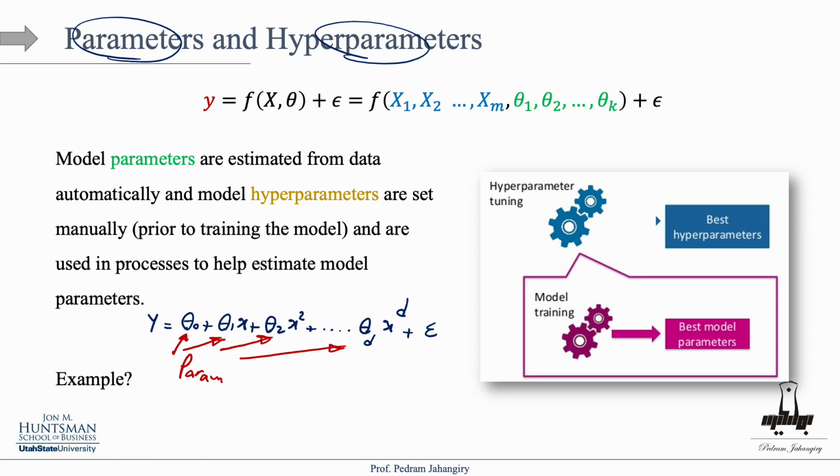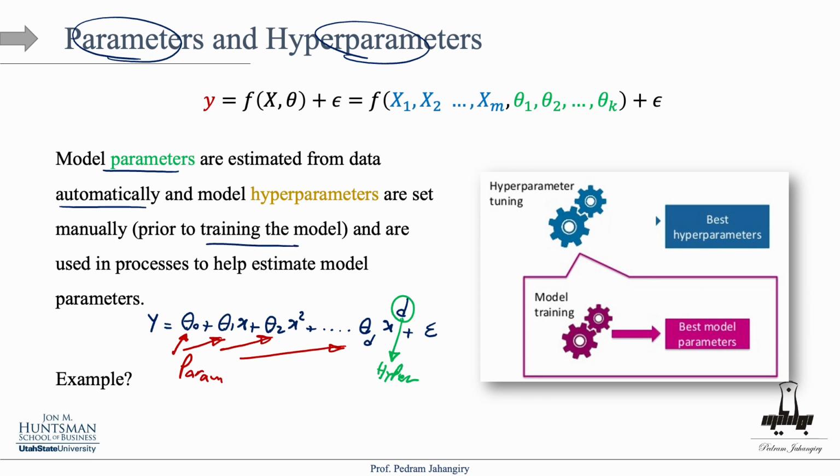What is the hyperparameter? In this specific model, the degree of polynomial is going to be my hyperparameter. Do all the machine learning models have hyperparameters? No, right? But this specific one has. For those models that have hyperparameters, just be aware that this number is initially set by the user manually, and then down the road it's going to be optimized. So the parameters are estimated from the data automatically. By automatically, I mean by doing an optimization, right? And model hyperparameters are set manually prior to training the model.